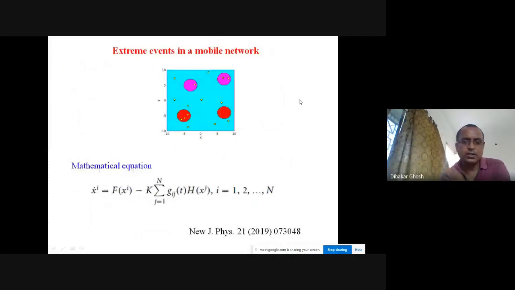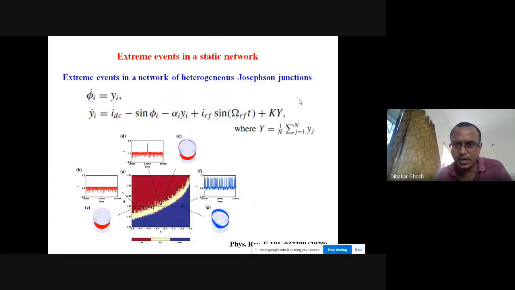Then we consider whether these XT events emerge in a globally coupled network. Of course, we have taken a Josephson junction with heterogeneous parameter. phi_i dot equal to y_i and y_i dot equal to something, and here k is the coupling strength and y is the mean field coupling, and we consider k as a repulsive type, that is negative, and we introduce alpha_i, the damping parameter. We introduce heterogeneity through this parameter alpha_i.